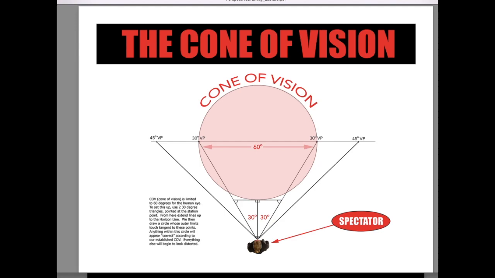And everything outside of this cone of vision, from the 30 degree to the 45, which is the extent you can see side to side and up and down, all of this will be distorted if you were to draw something that existed on either of these sides. So everything inside the cone of vision would be accurate.